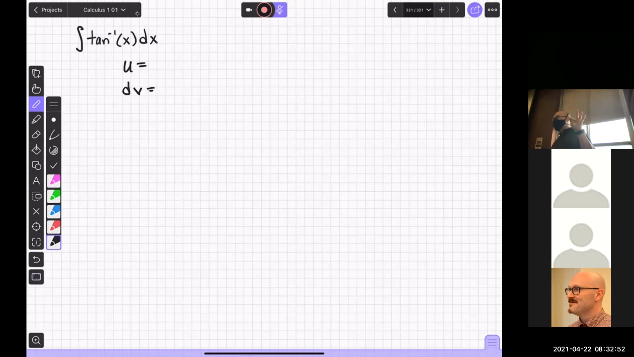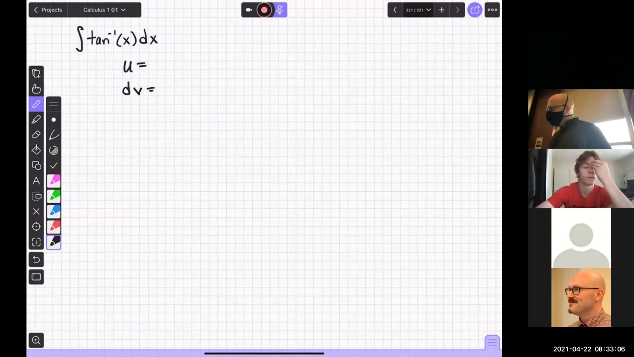Inverse function. Do we have an inverse function? Ooh, we do. Do I bother checking past there? Nope. I stop when I reach the one that works. So u is equal to the inverse tangent of x.